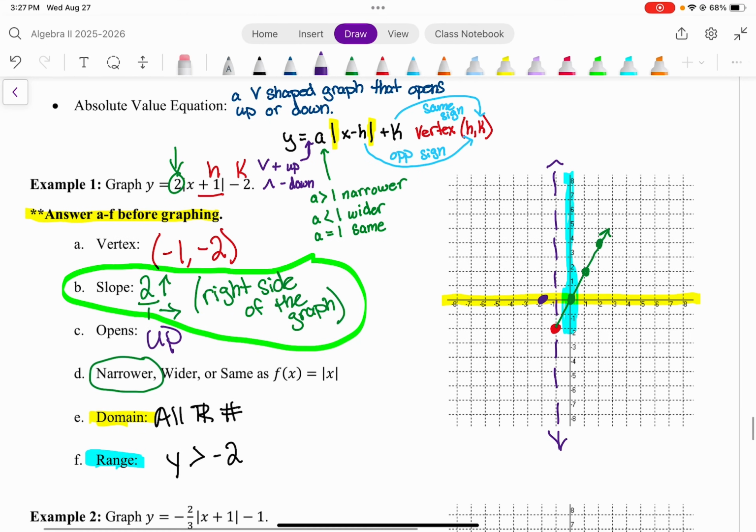So this first point was 1 space away from that line, so I'm going to go 1 on the other side, and that's where I got that first purple dot. Now my second point I did on the right side was 2 away from that line, so I'm going to go 2 in the other direction to put another point there. Now the third dot was 3 away from the line, so I'm going to go 3 on the opposite side, the left side, and that will give me the V shape that I need for my absolute value graph.